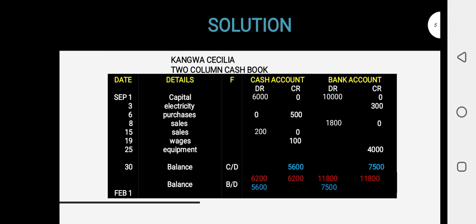I guess this is very clear for all of us. We have understood. See you next time. The next time you're going to see me, we are going to be looking at the 3-column cash book. But before we get to the 3-column cash book, I'm going to be sending you an exercise so that we can test what we have learned and see if we are understanding.